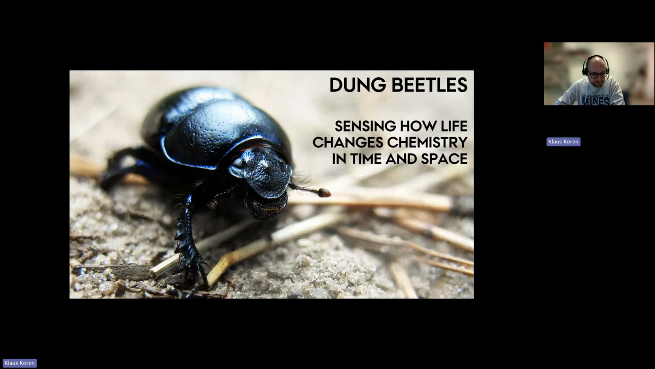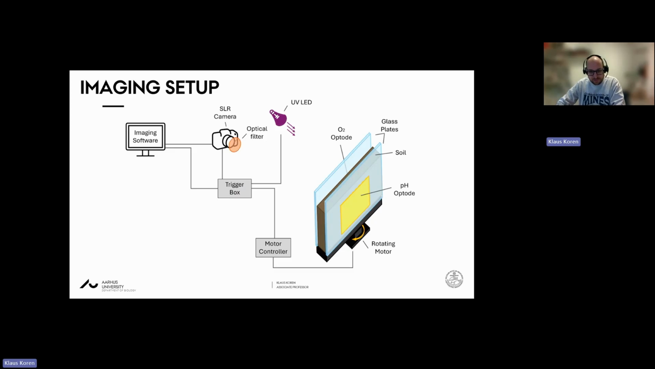Here's another story that came up by chance. One of my colleagues has a friend who works with dung beetles. And then we were discussing and it was like, oh, can we study dung beetles with this methodology and what they do to soil? Like, yeah, sure, let's try. So we took a soil sandwich. We squeezed a bit of soil between two glass plates. On one side of this little system, we put an oxygen optode, and on the other side a pH optode. We put in some dung and some beetles, and then had a look at what happened.